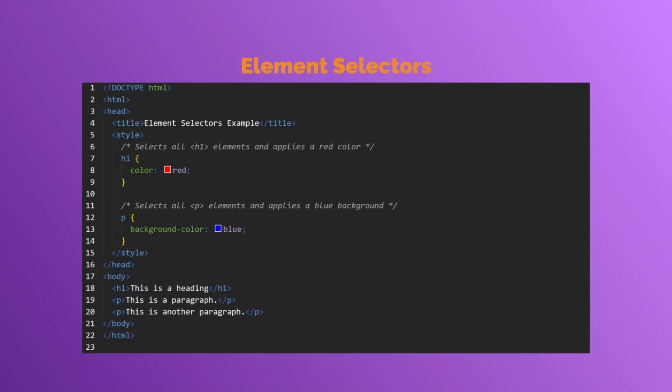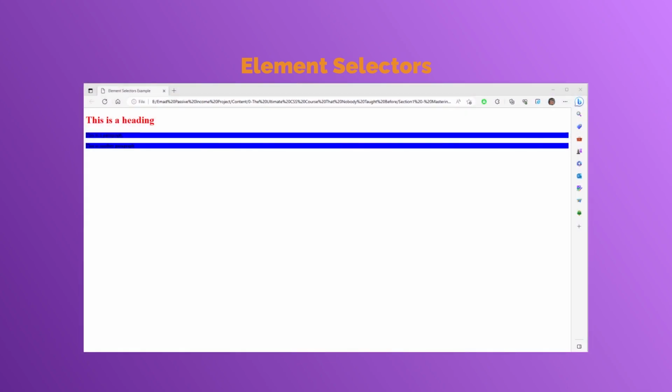Element selectors. The element selector is the most basic type of selector in CSS. It targets HTML elements based on their tag names. Let's take a look at some examples. In this example, we have an HTML page that contains an H1 tag heading and multiple P tags paragraphs. The CSS code inside the style tag selects all H1 tags elements and applies a red color. Similarly, it selects all P tags elements and applies a blue background color. The resulting HTML page output is like this.